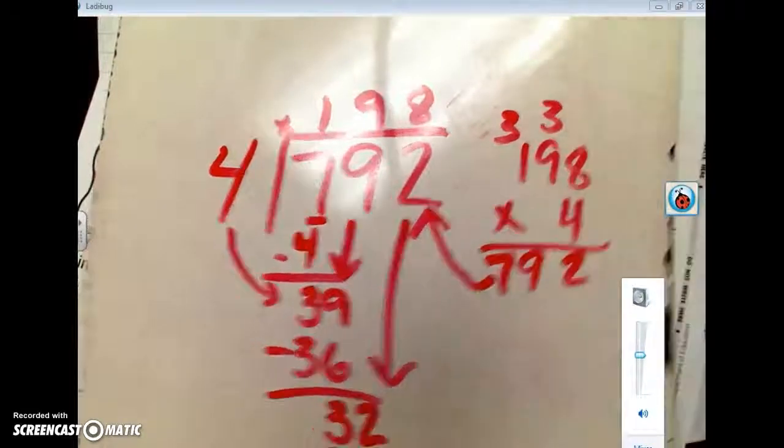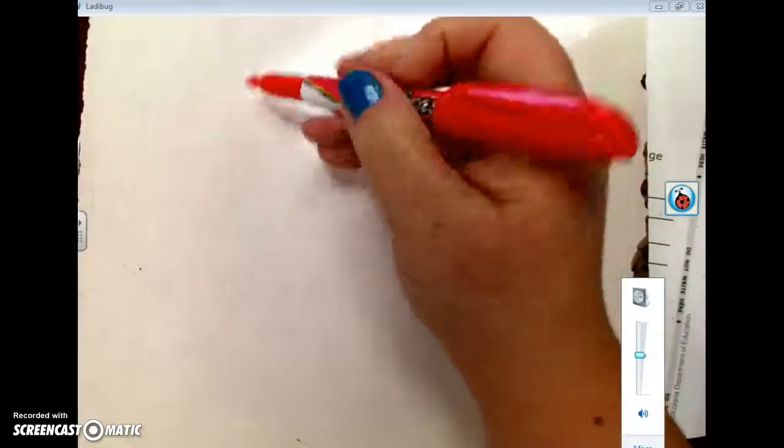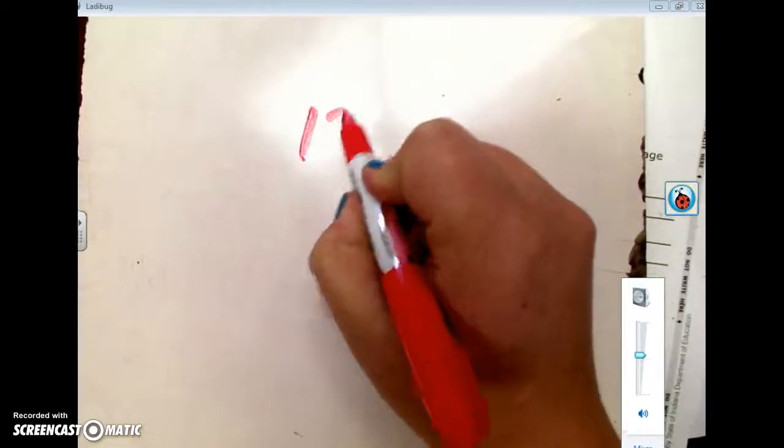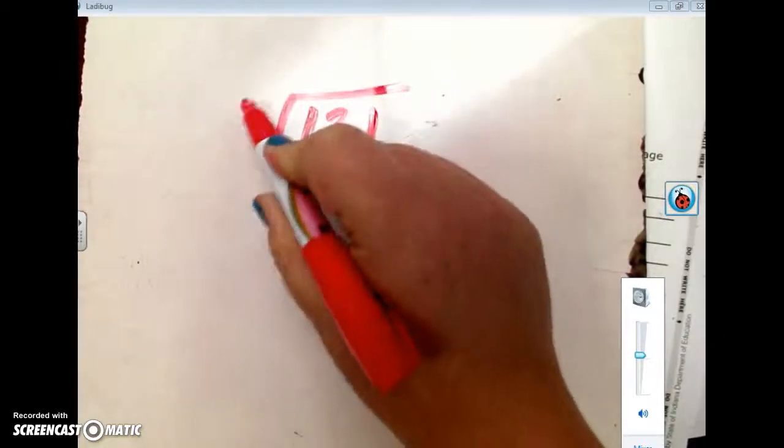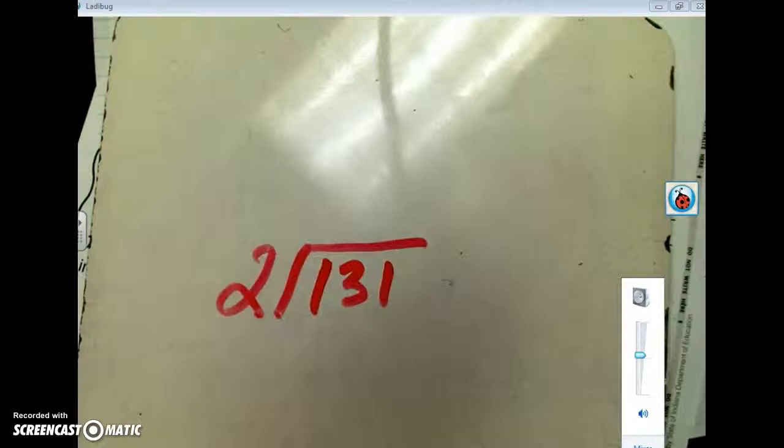Okay, here's your ticket to your homework. It doesn't get any more complicated than that, folks, but if you really don't understand it, I would gladly meet you at the back table. You are doing 131 divided by 2.